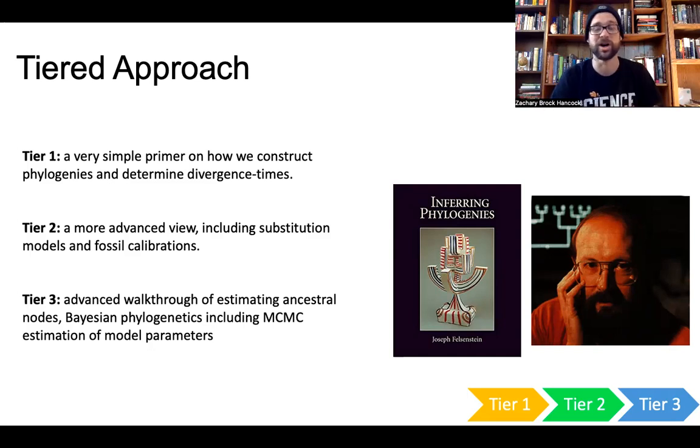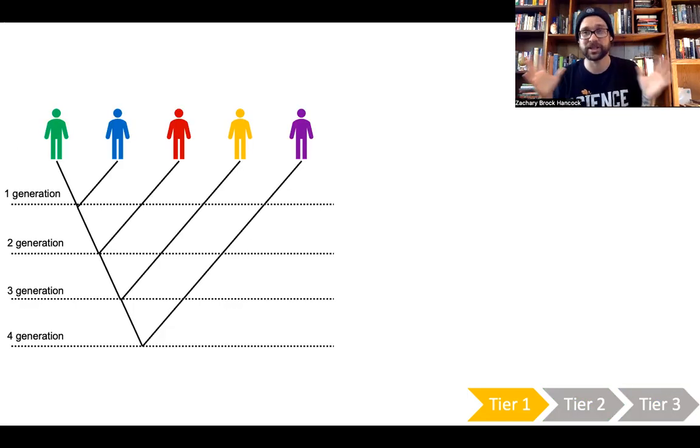Let's start off with tier 1, and let's give a very simple primer of phylogenies, and how we construct them and how we can use them to estimate when organisms diverge from each other. Okay, so for this example, we're going to assume a couple of things. One, we're going to assume that this black phylogeny that I've shown here is the real phylogeny, right? So we're not estimating it. It is an actual phylogeny that we know exists.